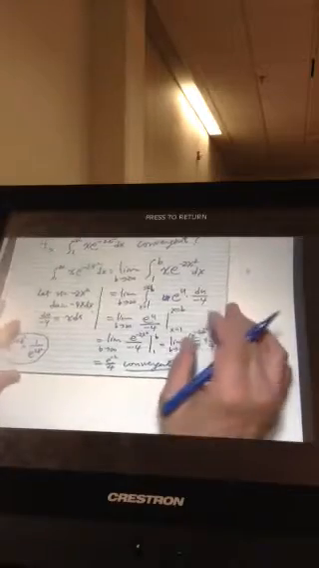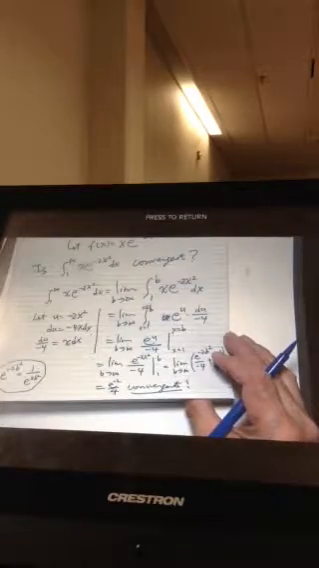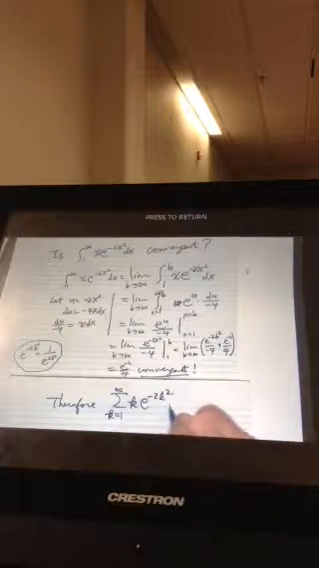This integral is convergent, which means it has a value. Therefore, this means that the series is convergent. So the final answer to this will be 15. So from the integral test, therefore, this series is convergent.